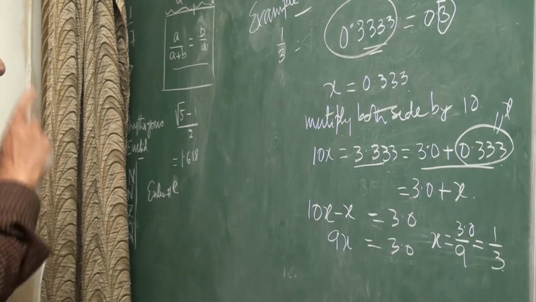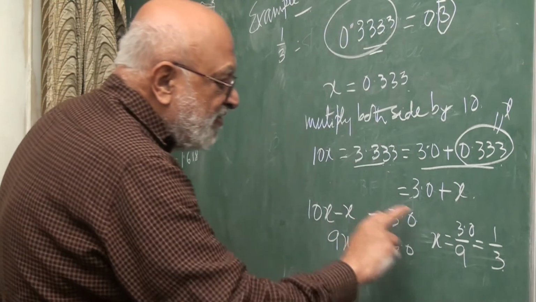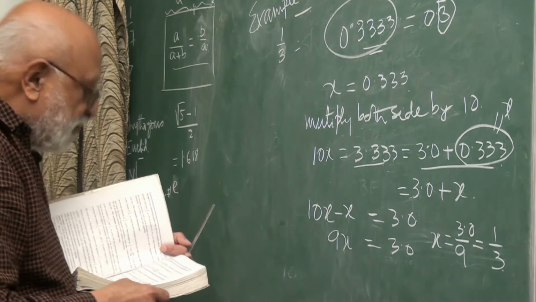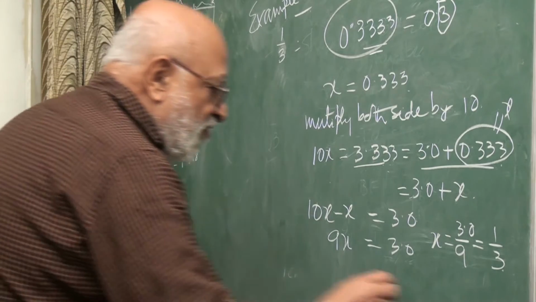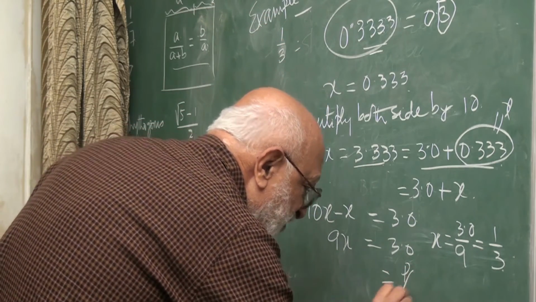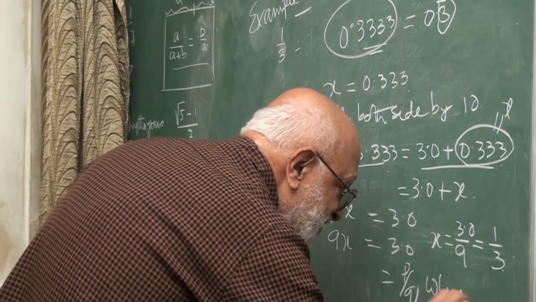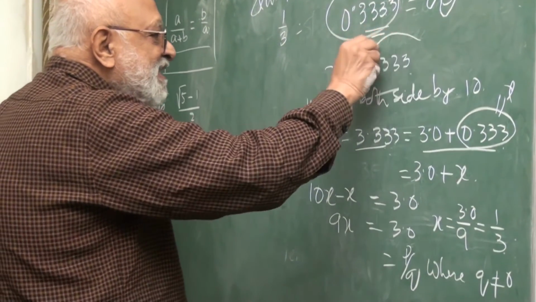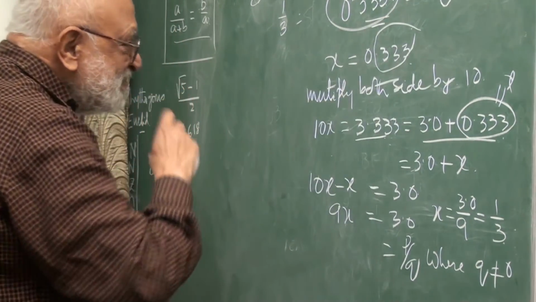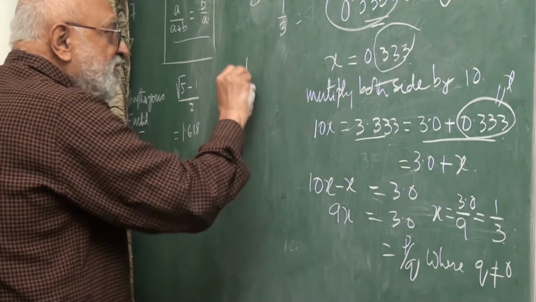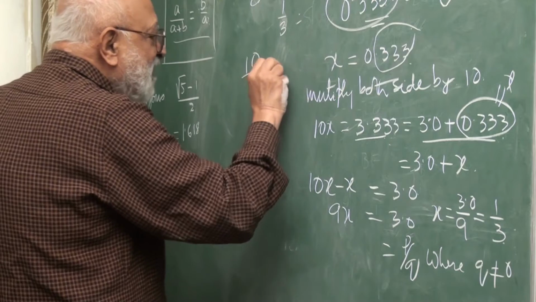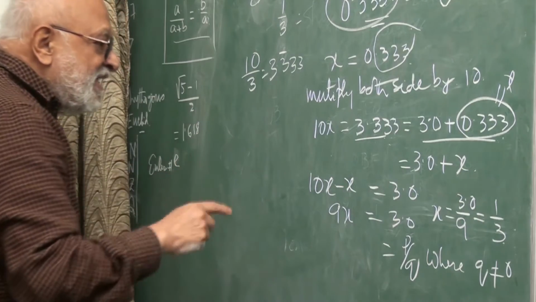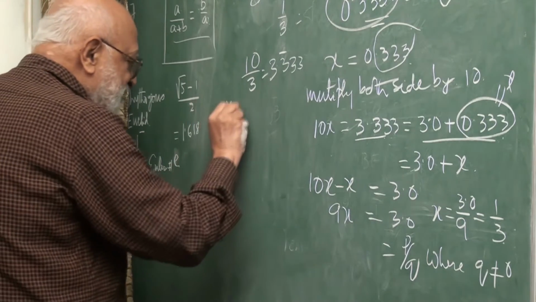So you see this recurring decimal can be converted into the form p/q. It can be expressed in the form p by q, where q is not equal to 0. Hence this is a rational number. So 10 by 3, where 3.333 came out recurring, is not an irrational number.